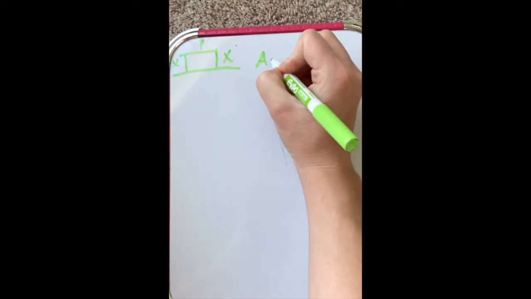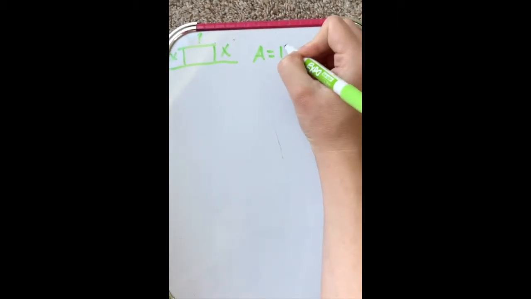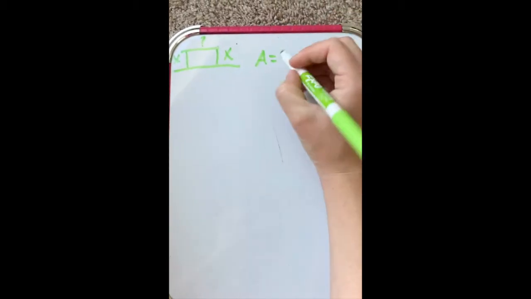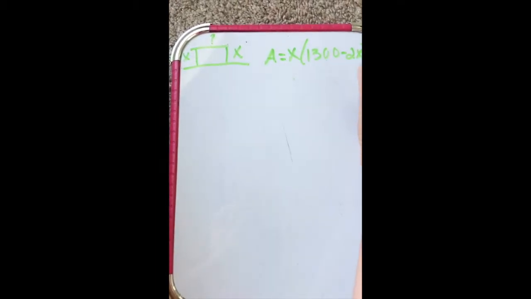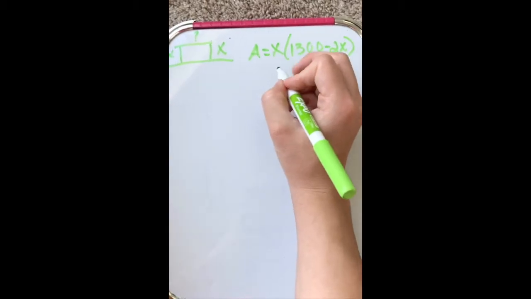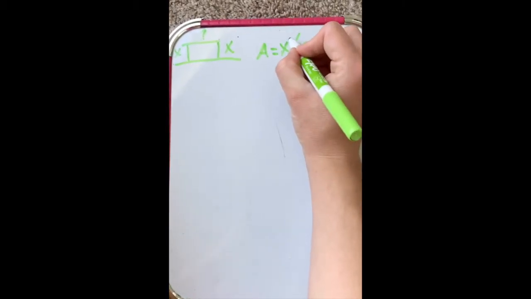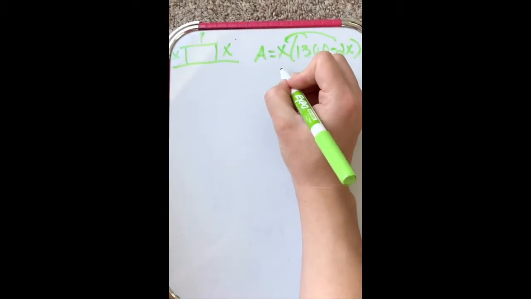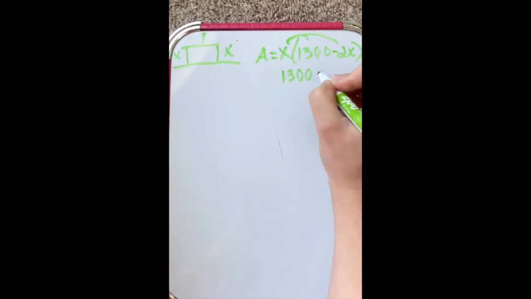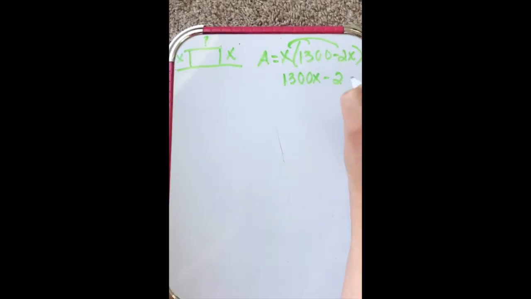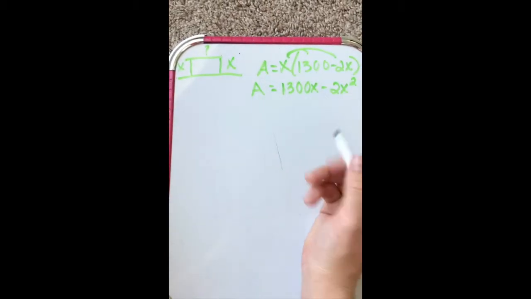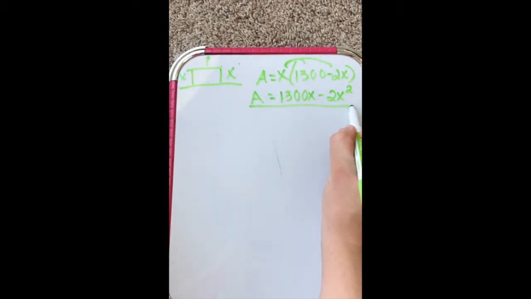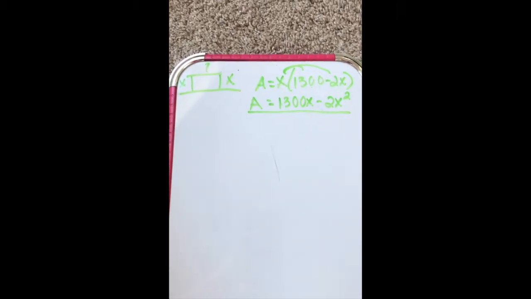So the area is represented by x times 1,300 minus 2x. Now we distribute this x into the parentheses and we get 1,300x minus 2x squared equals A. Now this is going to be our formula for our max area as well.